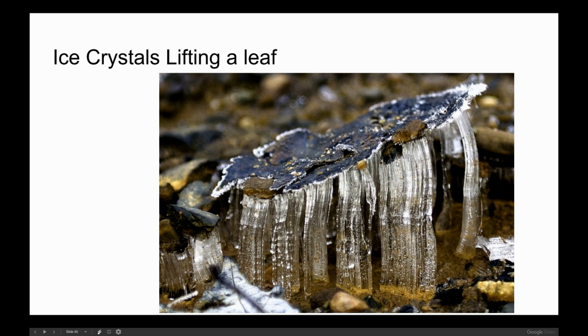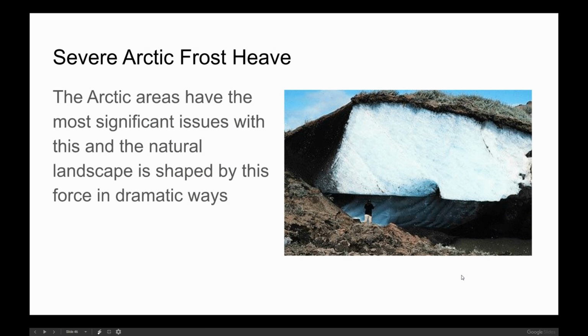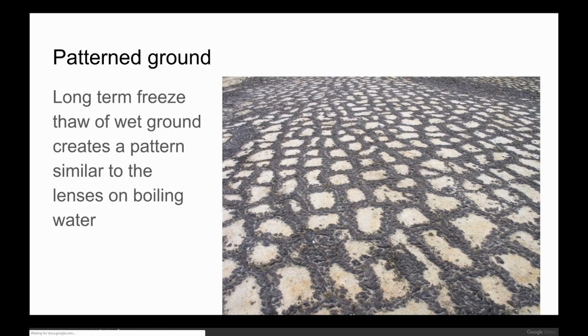You can see how much the ice grew, and for various chemical reasons, it grew in these lovely little straight lines. But the soil was lifted by the formation of the ice. In the Arctic, frost heave can be absolutely ginormous. You see the person here. This makes it difficult to make buildings because if the ground moves, it'll destroy any building that's sitting on it.